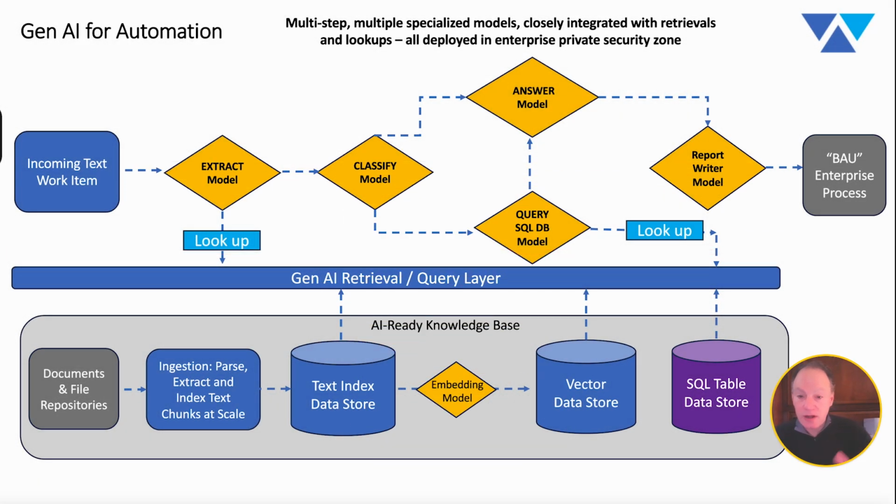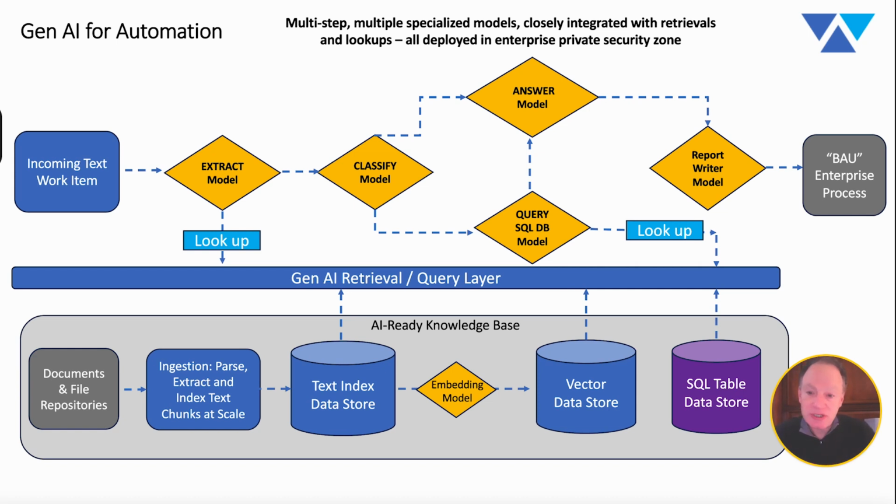Now, underpinning all of this is a scalable data pipeline of an AI-ready knowledge base that consists of documents that have been text chunked and parsed and indexed, have been vectorized, having run through an embedding model, but it also increasingly includes SQL table data. Most of the valuable data in an enterprise is SQL table data.